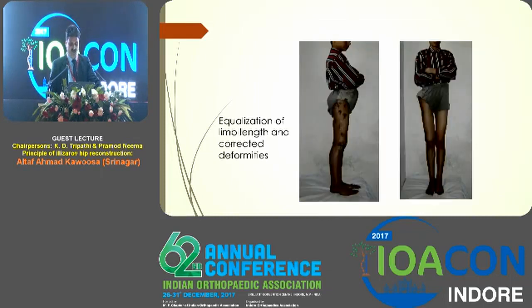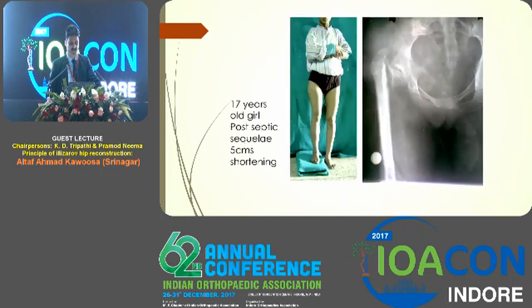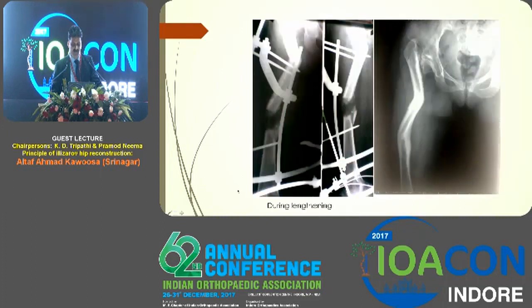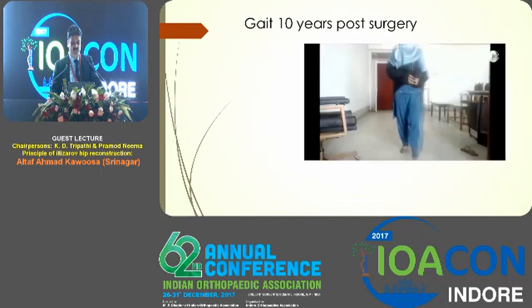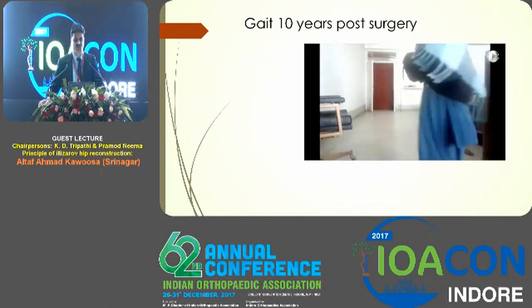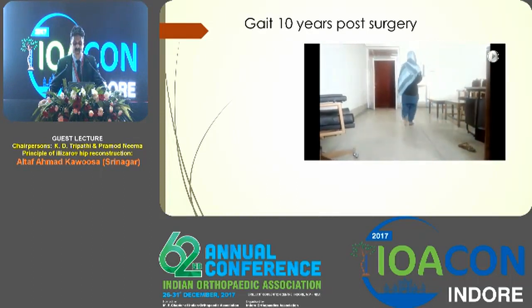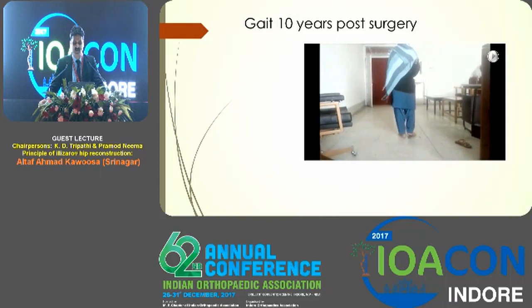Equalization with corrected deformities. And this was a 17-year-old girl, post-septic sequelae, such a bad hip, with all altered anatomy and 5 centimeters of shortening. Again, same thing was done, function, and look at her gait at 10 years post-op. She has a brisk gait and Trendelenburg.